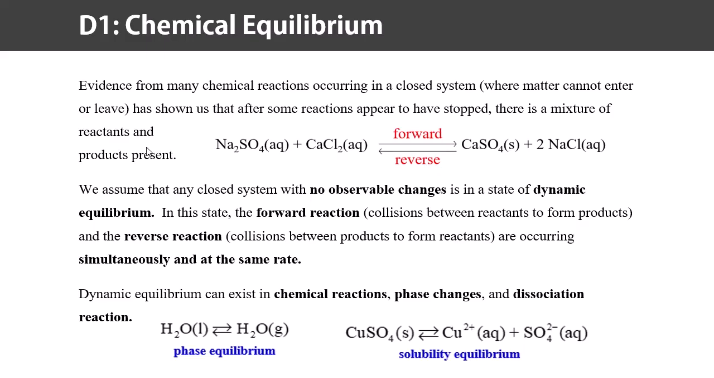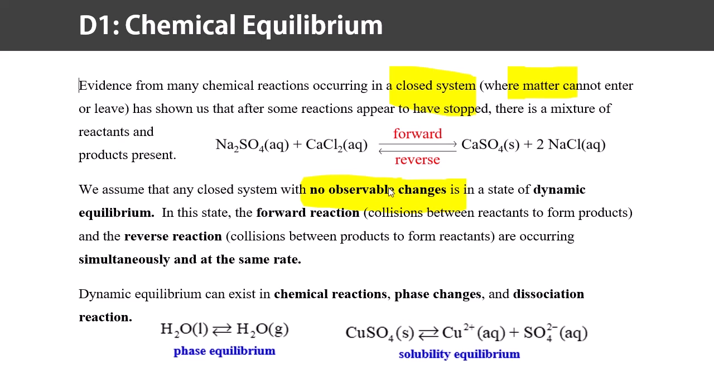So let's look at this in terms of chemical entities instead of mega blocks. What I need to start out with is a closed system. We can't have reactants or products being able to enter the system, or they can't leave the system. Once they are there, they are there. And if that's the case, then when my reaction comes to the point where there are no observable changes, I can't observe the formation of more products or more reactants, then my system is in a state of dynamic equilibrium.